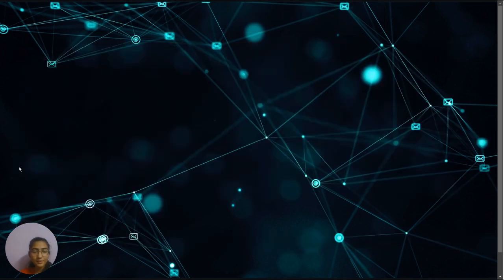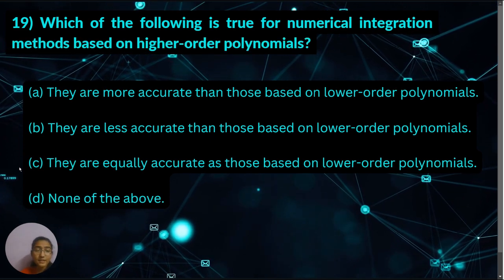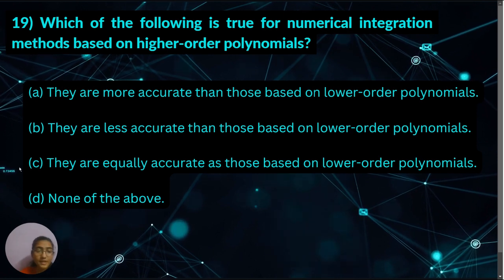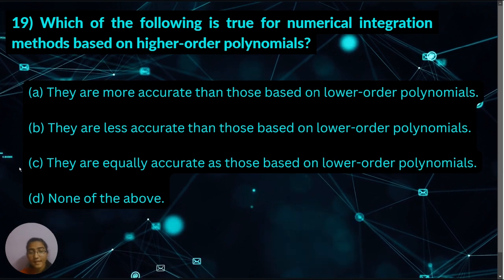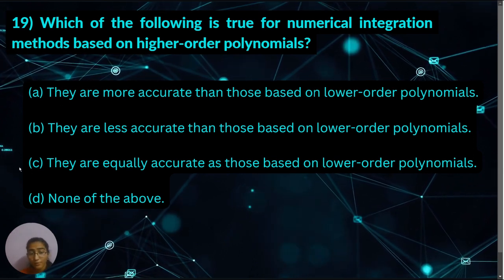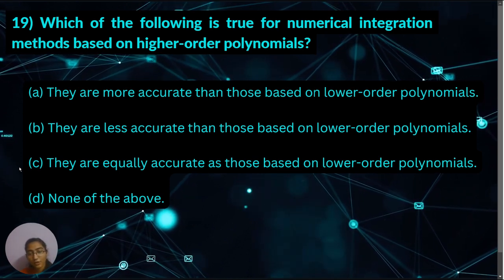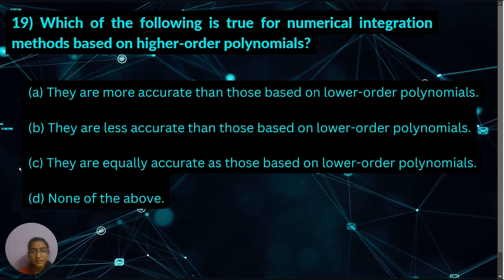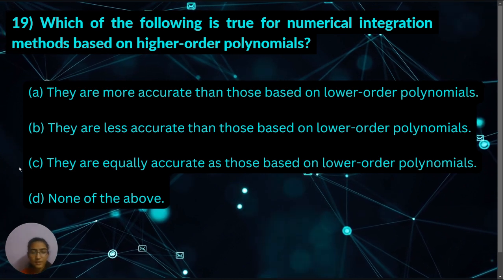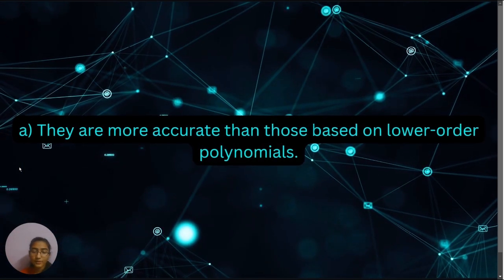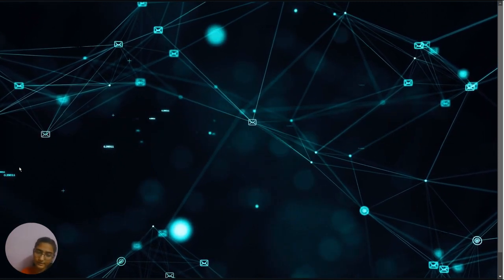Coming to the next question, which of the following is true for numerical integration methods based on higher order polynomials? A, they are more accurate than those based on lower order polynomials. B, they are less accurate than those based on lower order polynomials. C, they are equally accurate as those based on lower order polynomials. Or D, none of the above. The answer is A, they are more accurate than those based on lower order polynomials, for obvious reasons we all know.